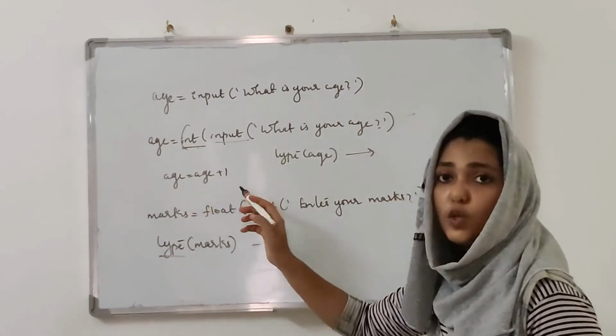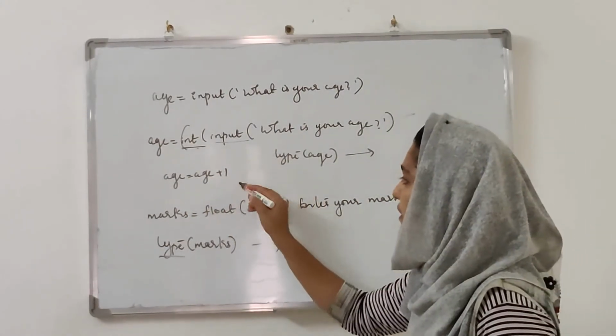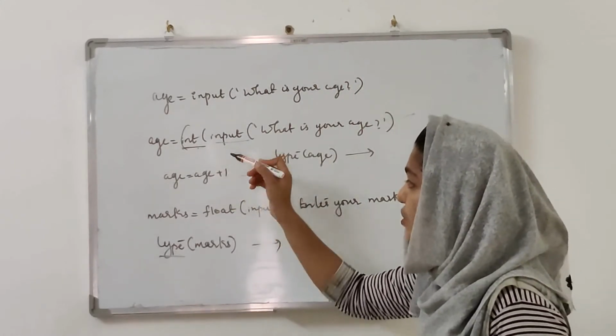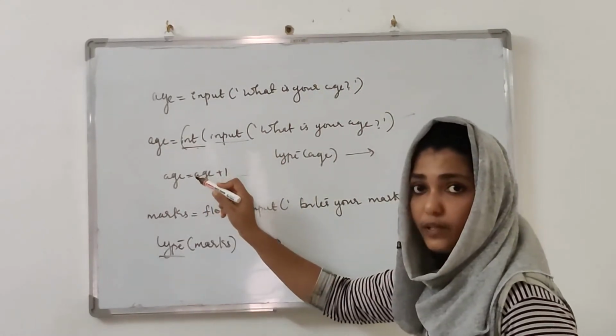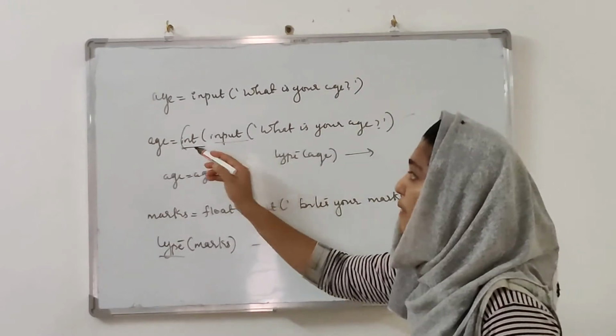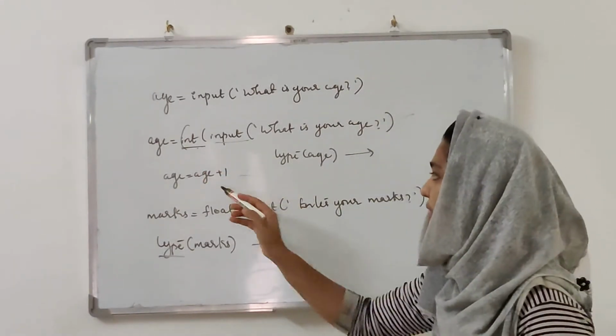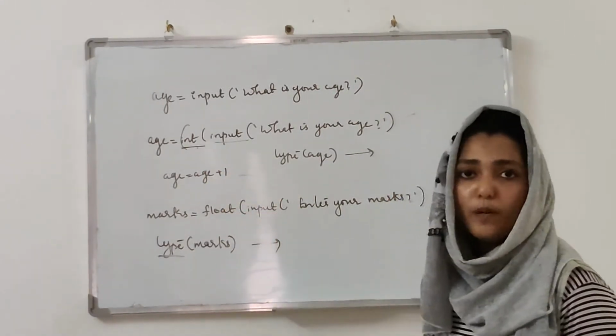So if we fetch the value from the user using this statement, then we write a statement like this: age = age + 1. No error will arise. Why? Because the string value of age is converted to an integer value by the int function. Then we can write age = age + 1.